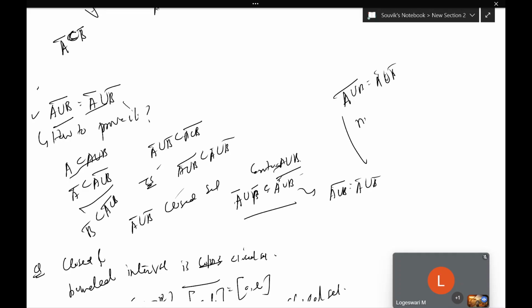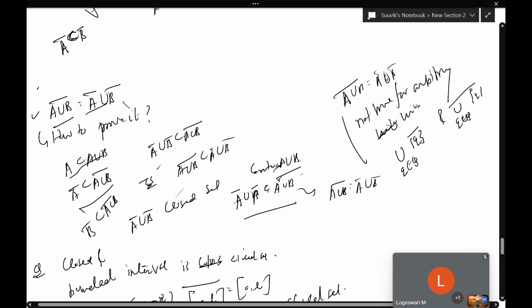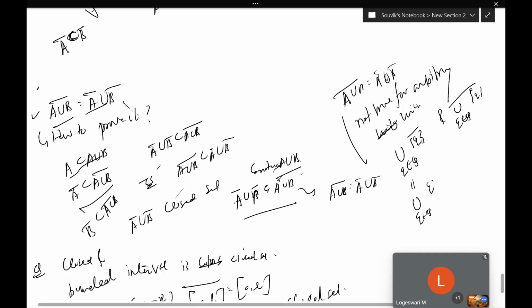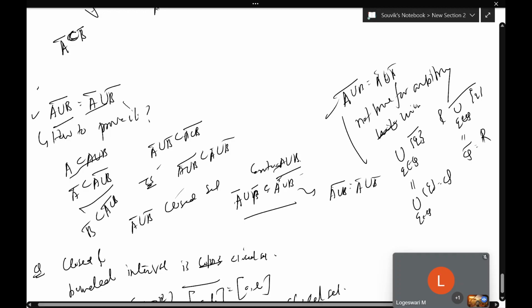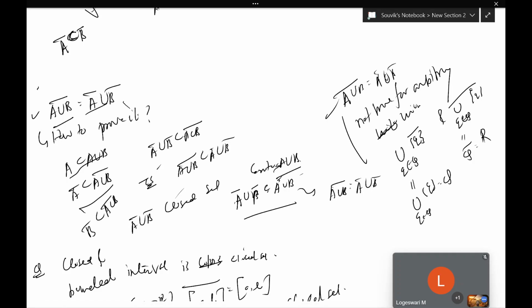But this is not true for an arbitrary union. Because consider this and this. What is this? A singleton is a closed set, so its closure is itself. And what is this? This is Q closure, which is R. So the union of closures is not the closure of the union. I mean, closure commutes with union only for the finite case. For the infinite case, this is not true.